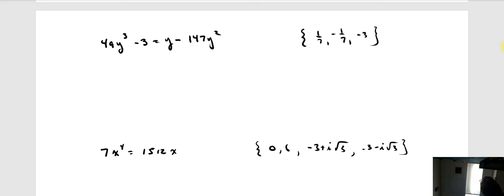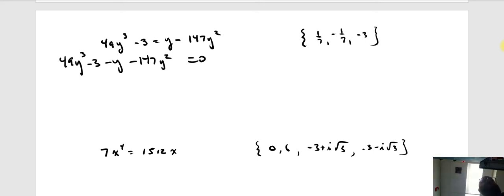So similar kind of thing here. This thing looks a little bit ugly, but again, we want a 0 on one side. 49y cubed minus 3 minus y minus 147y squared equals 0. You can kind of look at that and think about it.